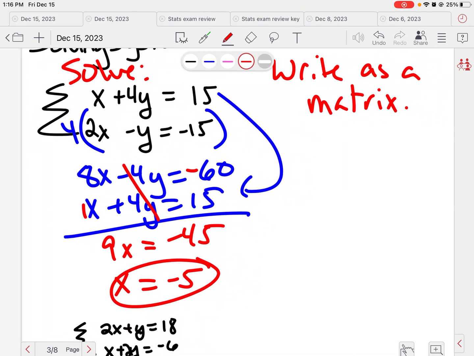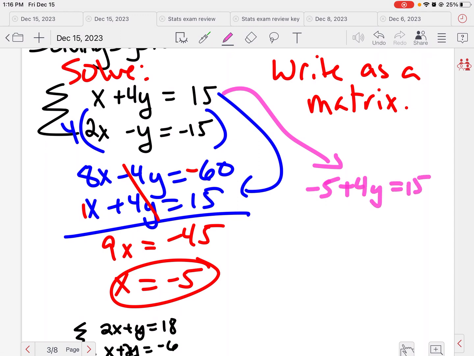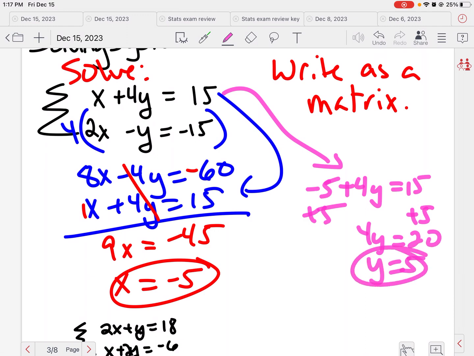Now that I know x, I can plug it in to solve for y. So I'm going to take this one, and I'm going to have negative 5 plus 4y equals 15. Again, all I did was I replaced my x with negative 5. And I'm going to solve here, add 5, 4y equals 20, so I get y equals 5. So my final answer is negative 5, 5.